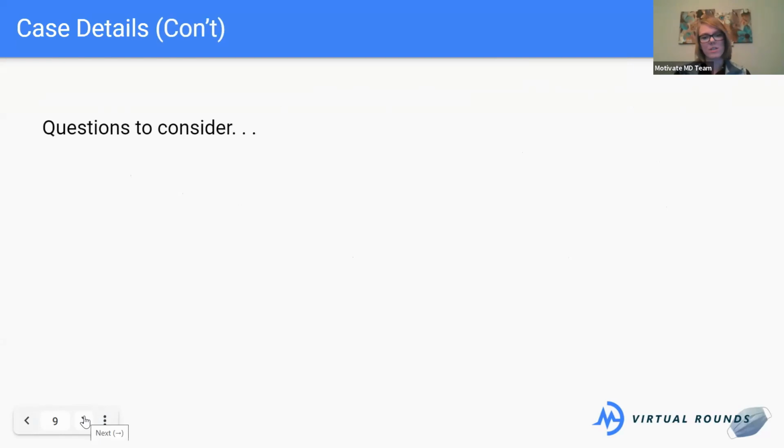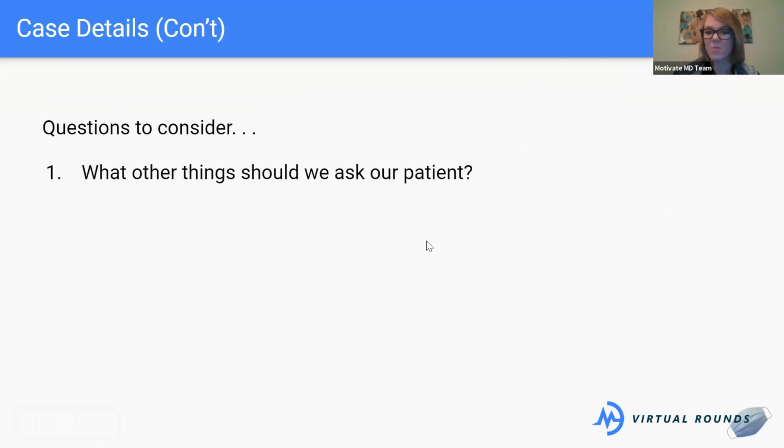So some questions that we want to consider. The first being, what other things should we ask our patients? So what are you guys thinking? Is there anything that came to your mind after we read the case, where you said, I wish I would have known this information? Is there another question that we should ask this patient? If she takes medications, good. Taylor, I assume that your question is if she has a history of hypothyroidism, which is certainly a question that we want to ask.